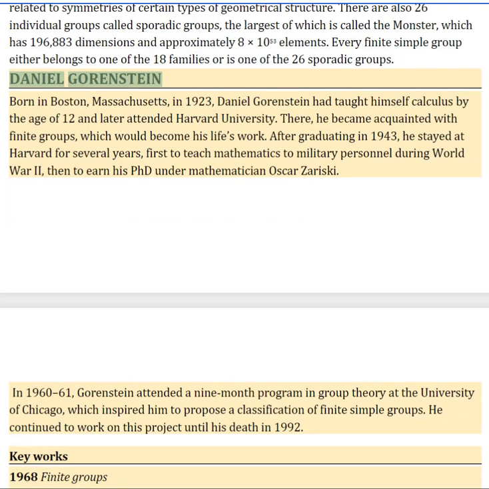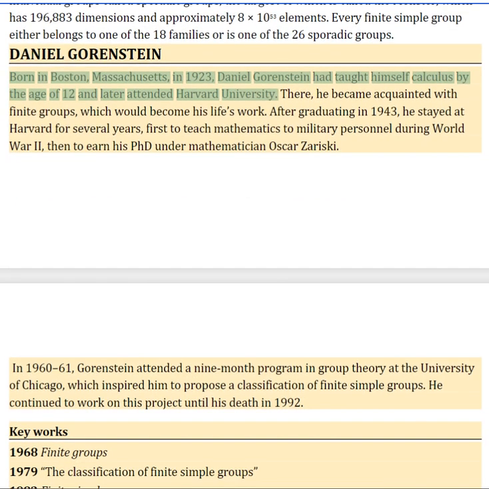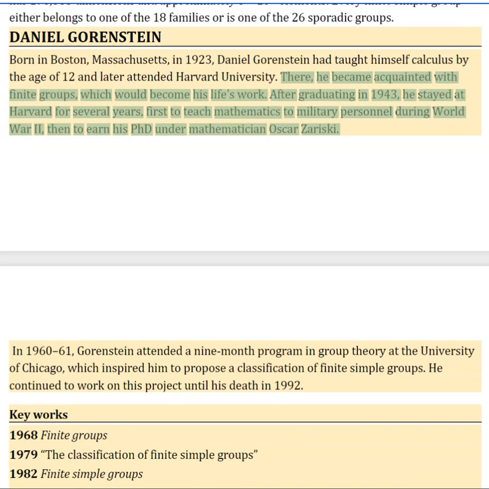Daniel Gorenstein. Born in Boston, Massachusetts, in 1923, Daniel Gorenstein had taught himself calculus by the age of 12 and later attended Harvard University. There, he became acquainted with finite groups, which would become his life's work. After graduating in 1943, he stayed at Harvard for several years, first to teach mathematics to military personnel during World War II, then to earn his Ph.D.